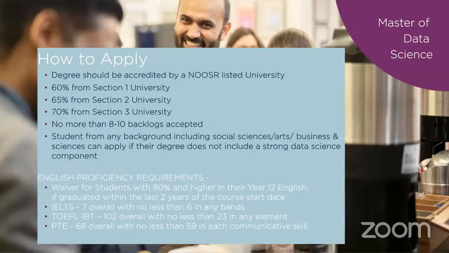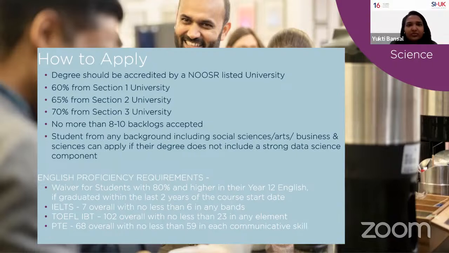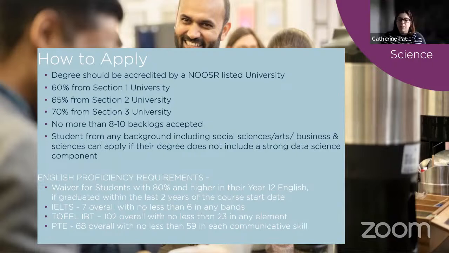Ideally, they should have graduated in their bachelor's degree in 2022 for the 80% and above to be valid as an English waiver. Other than that, they can apply with IELTS, wherein we're looking at an overall score of 7 with no band less than 6 in each submodule. Hope that helps answer the question, Yukti. Okay. Just to add to that as well, obviously we are still accepting applications for the start date of this year for September 2023. So if you want to apply to start this year, then that's absolutely fine. And we can guide you through that process and support you as you go.